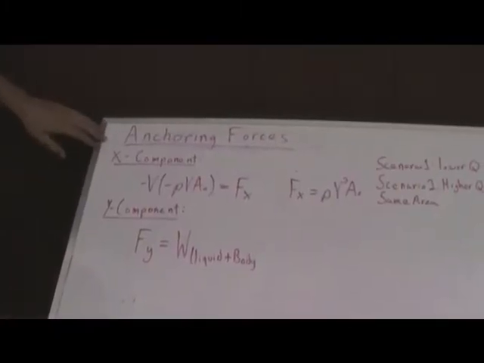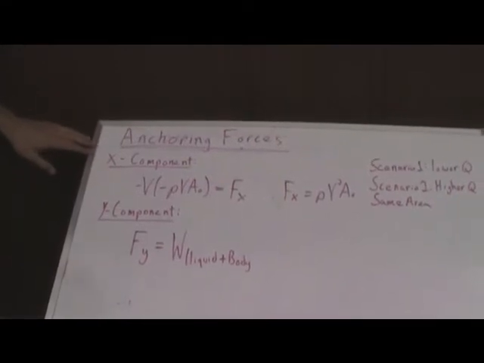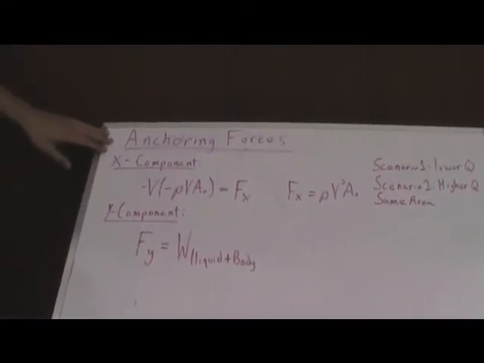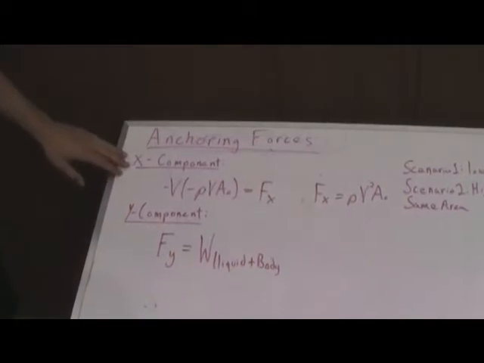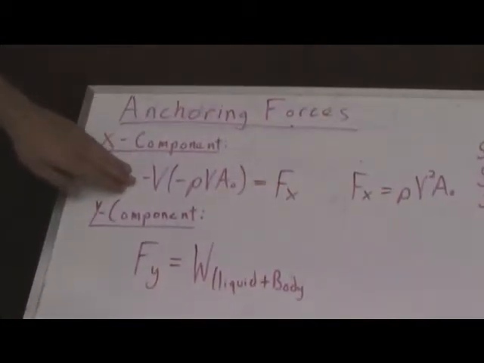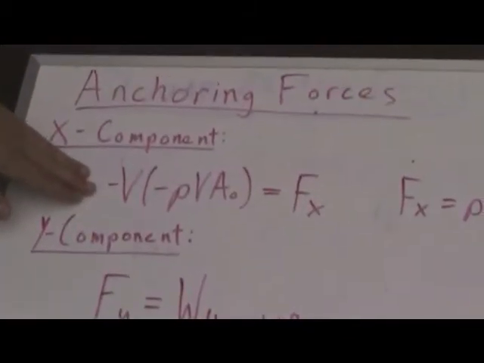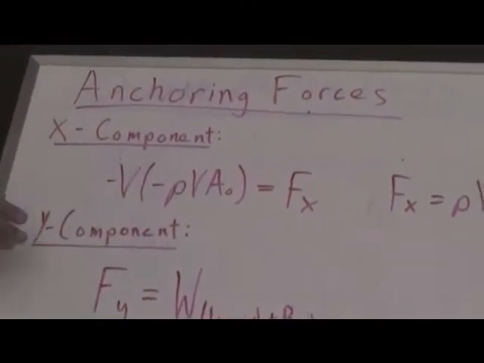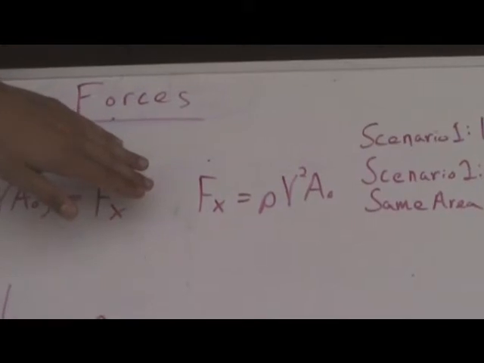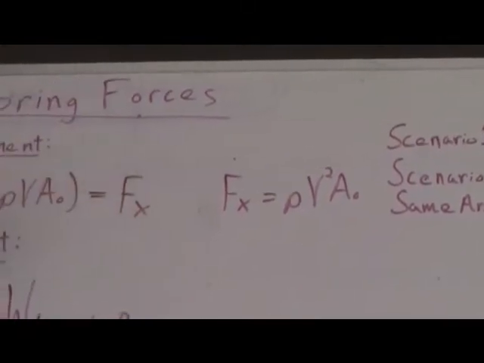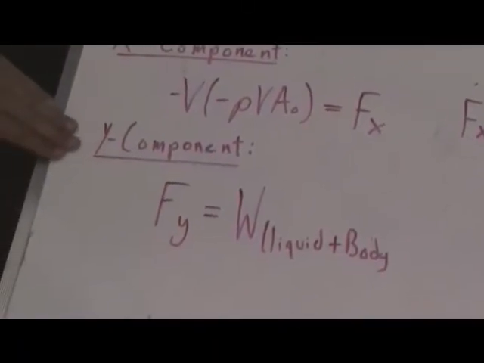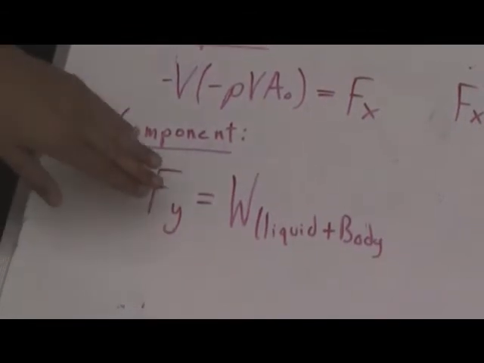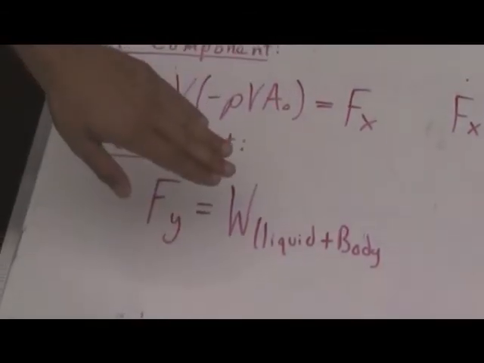In this experiment, we used the linear momentum equation to calculate the anchoring forces needed to keep the body upright. In the x component, we find that the velocity of the flow is going in the negative x direction and is going into the control volume, leading that to be negative, leading the anchoring force needed in the x direction to be rho v squared a naught. The anchoring force in the y component needed is simply the weight of the liquid plus the body.